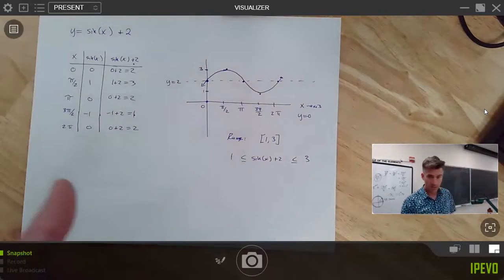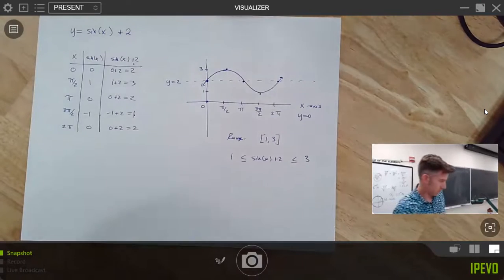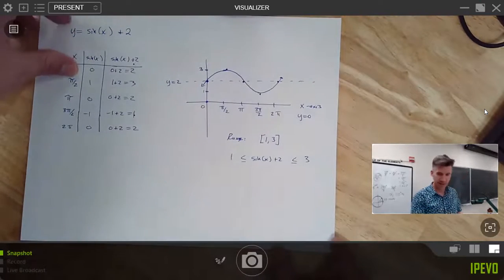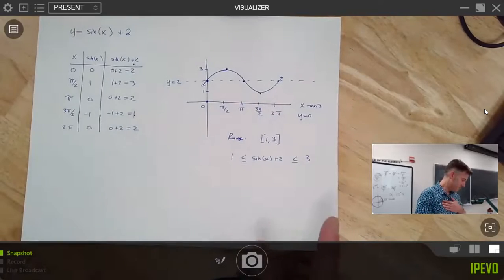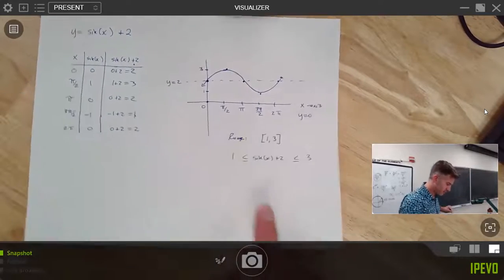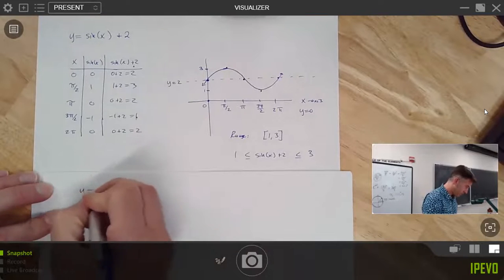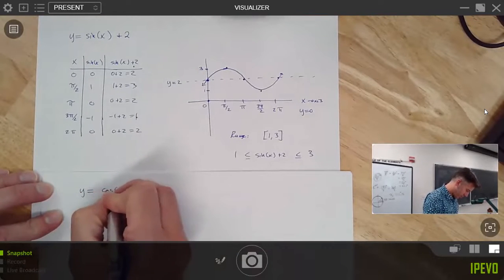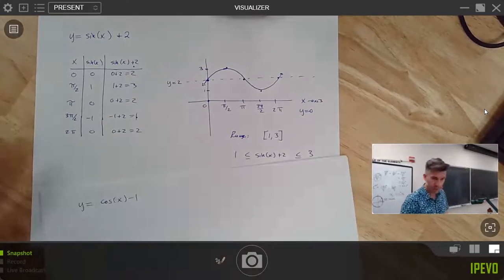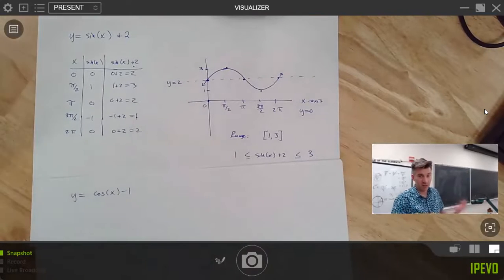In a similar way, we could also graph cosine of something shifted. We could graph something like y equal to cosine of x minus 1. And again, all that's going to do is move the entire cosine graph down 1.